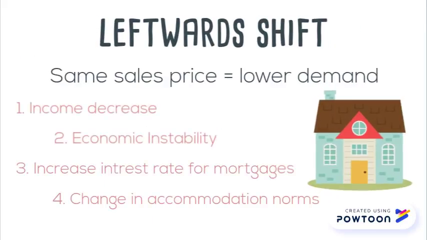A leftward shift in the demand curve for households can be caused by several factors. For example, a decrease in the income of the demanders on the market, or the demanders having concerns about the future and the health of the economy, or an increase in interest rates for mortgages, or finally, there could also be a change in the social taste for buying a house, so that it's no longer a social status.